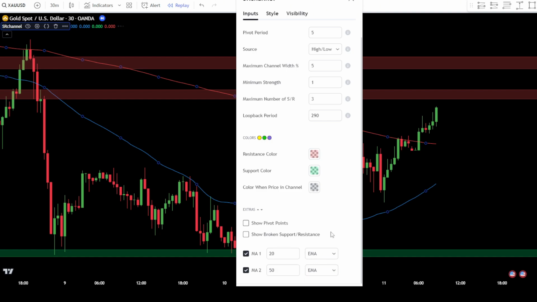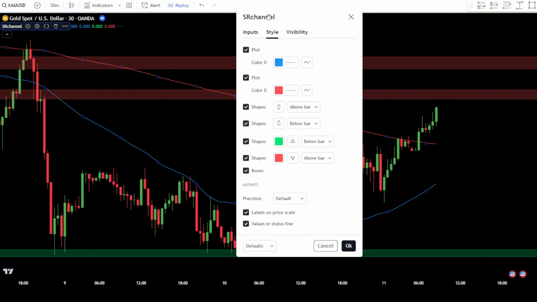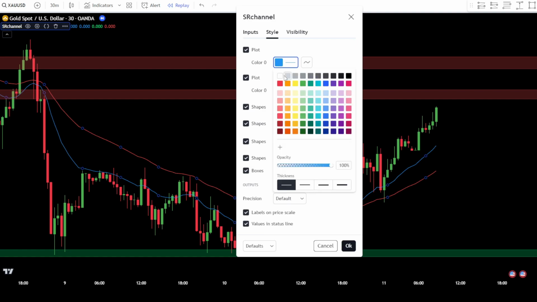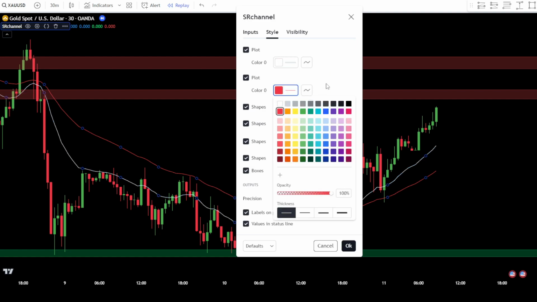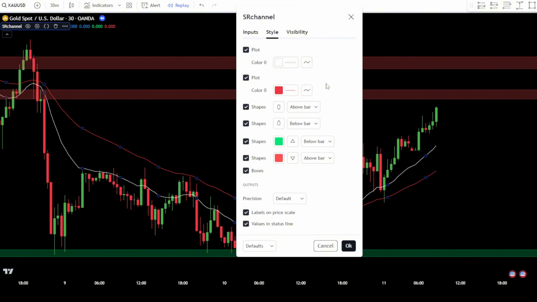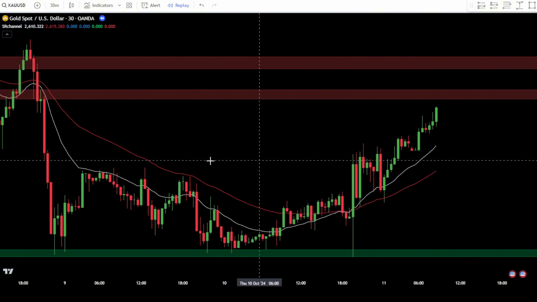Then, go to the Style tab. In the Style section, change the color and line thickness of the EMA to your preference. Once done, simply click OK to save the changes. There are 2 uses of the Support Resistance Channels indicator that we can take advantage of.